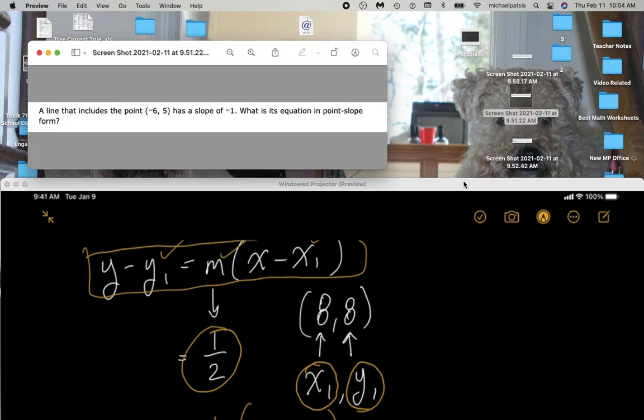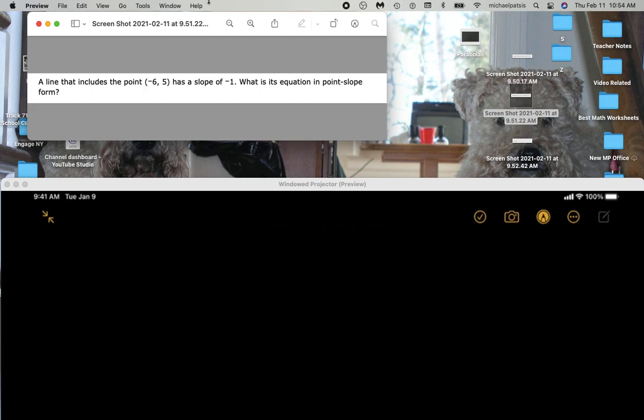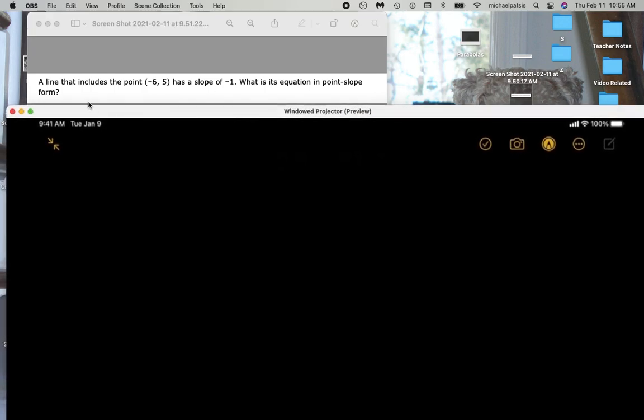Okay. Clear the screen. Here we have a very similar problem. It includes this point. It has a slope of this. Again, the benefit of the point slope form is that you are able to get an equation quickly. Now, it's not a very usable equation. You can't graph from it. You can't get the x and y intercepts from it very readily. But nevertheless, it is the equation. Okay, so let's just follow what they're giving us.